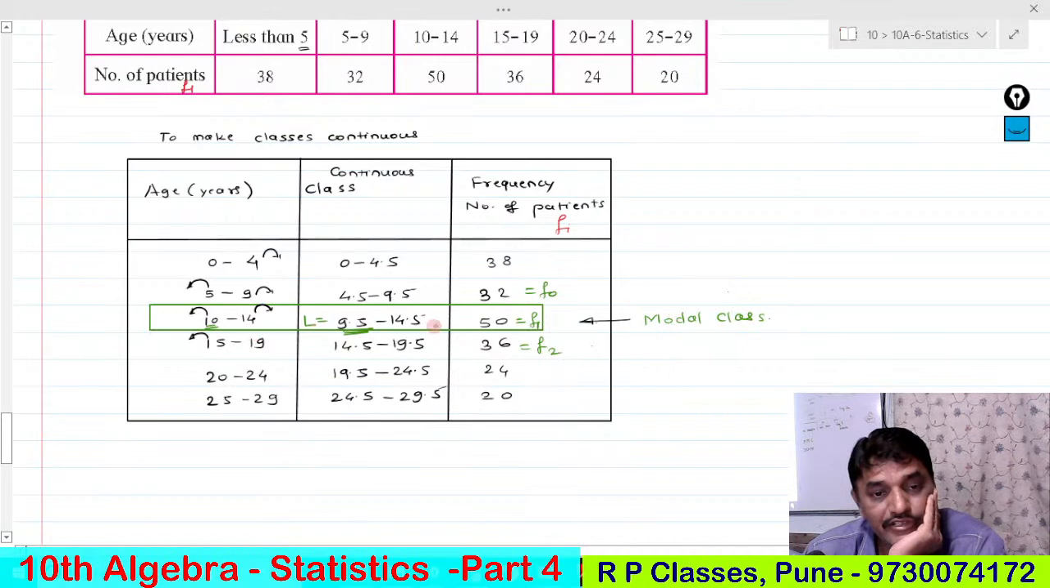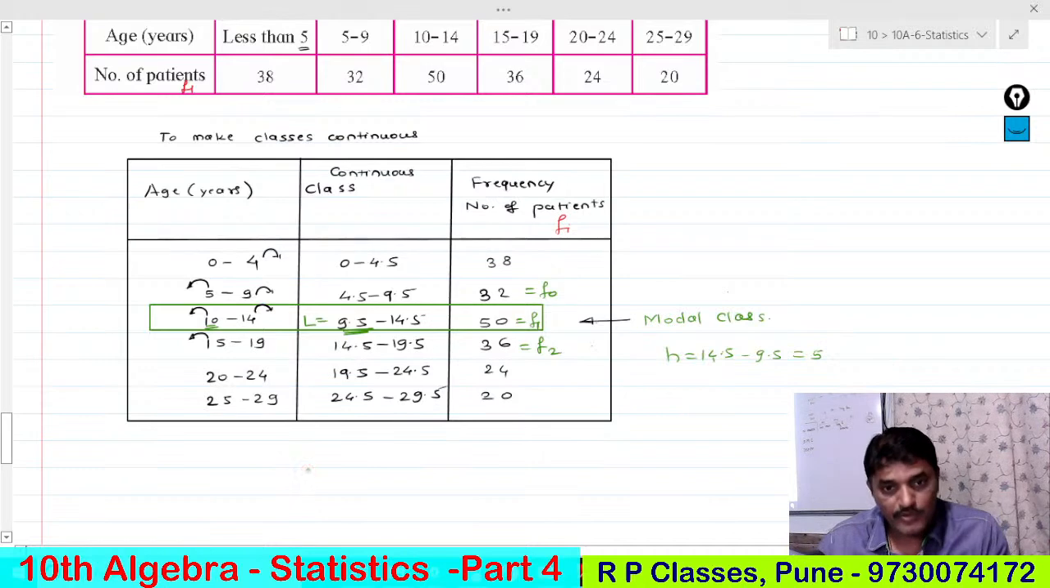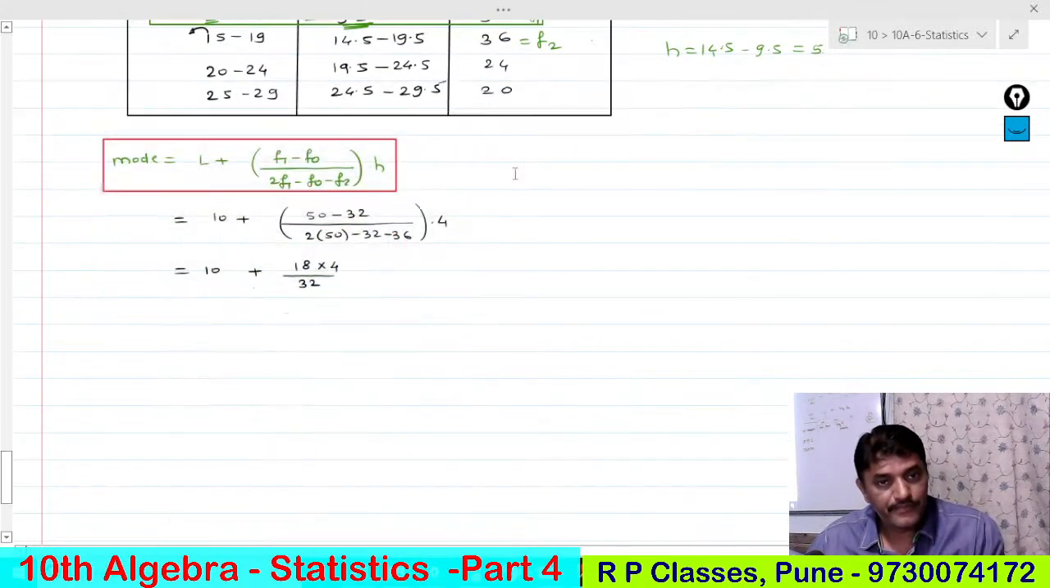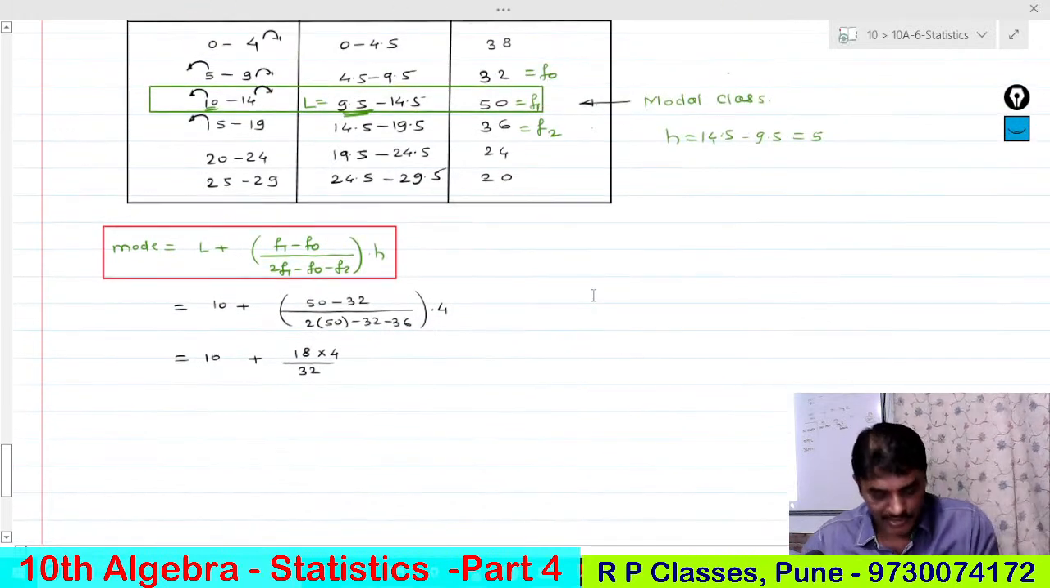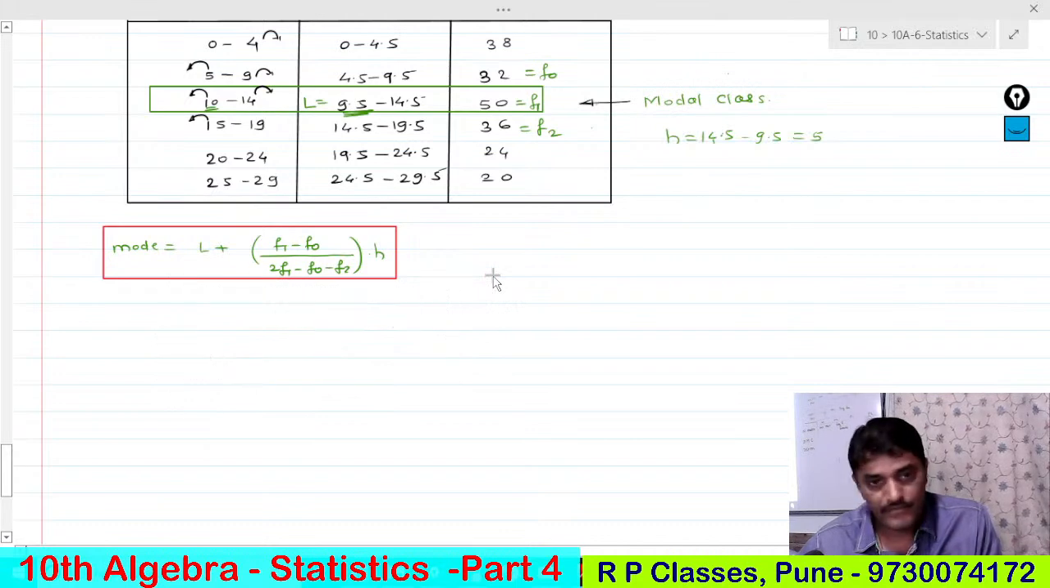H is the width of the model class. H is equal to 14.5 minus 9.5, that is 5. Let us write down the formula for mode. This is the formula for the mode. I have to substitute in it. What will it become? Tell me.